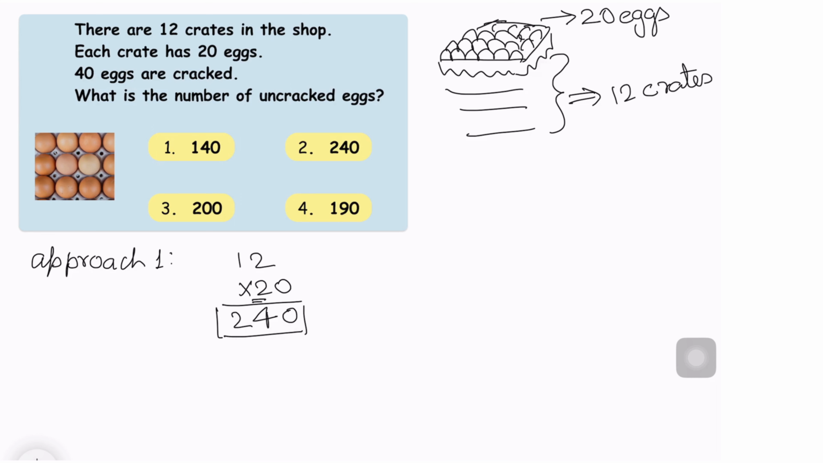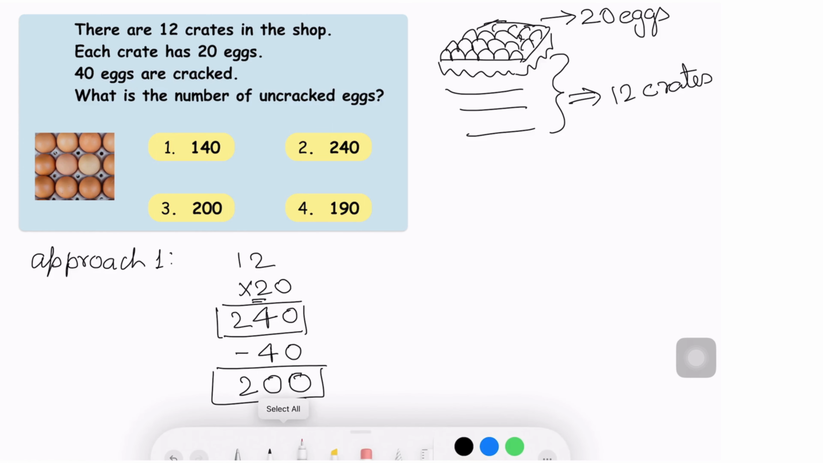Now in this number 240 there are cracked eggs and uncracked eggs. We want to know the number of uncracked eggs, and we know that 40 are cracked, which means 40 are spoiled. So we will subtract 40 from 240. 0 minus 0 is 0, 4 minus 4 is again 0, and then 2. So there are 200 eggs which are not cracked. So 200 is the answer. This is approach 1.